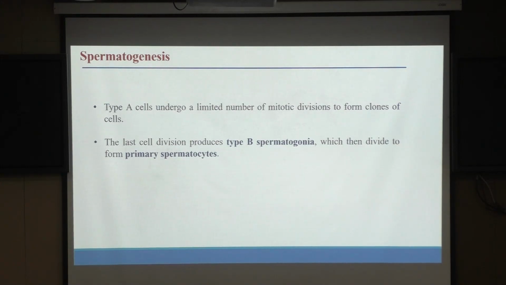Primary spermatocytes. So if you make a flow chart, it will start with primordial germ cells, which get differentiated into type A spermatogonia. Type A spermatogonia, parallelly, undergo a lot of mitotic divisions, and finally give rise to a group of cells called type B spermatogonia, and finally to primary spermatocytes.